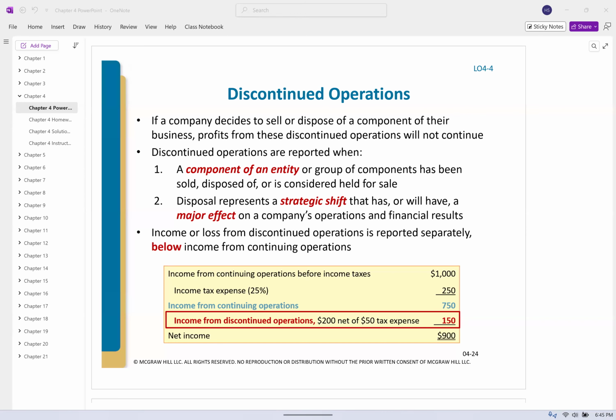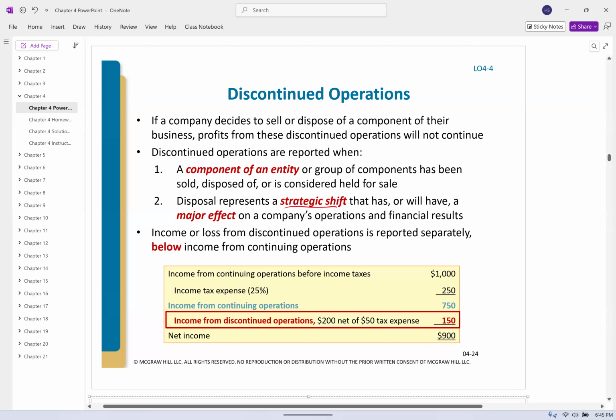All right, so we're picking up on discontinued operations. This is something we didn't really talk about very much in principles, so we're diving in deep to it now. An entity can have different components of their operations. When one significant component of that is discontinued, then they have to follow the rules for discontinued operations. Okay. It usually represents a strategic shift in how the business is going to go. It's a major effect on the company. So they may be getting rid of a whole section of their operations.